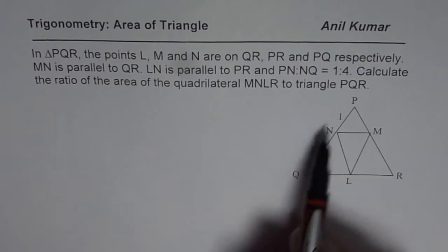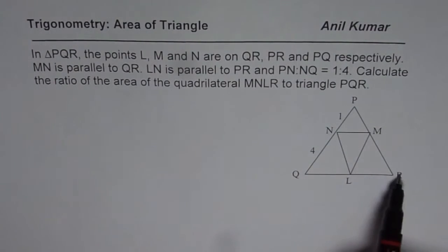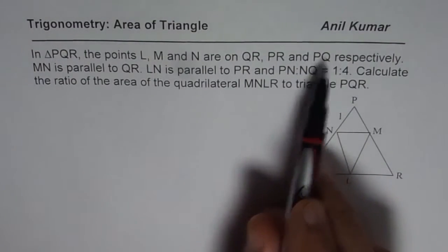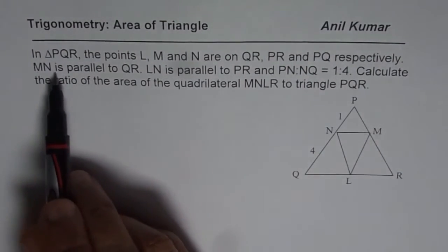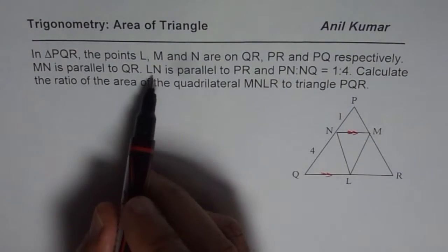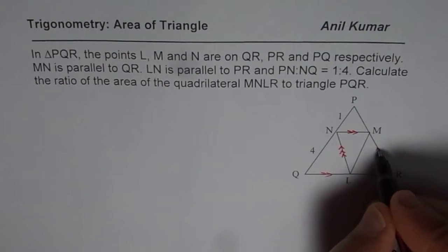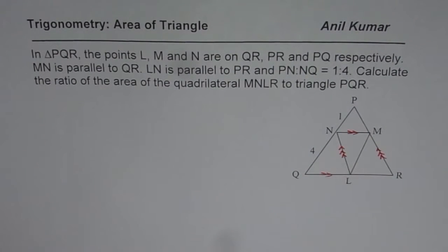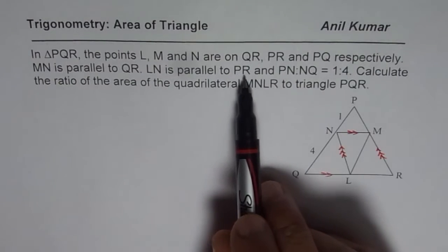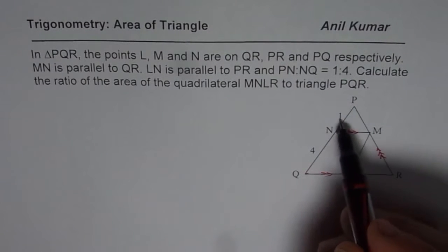In triangle PQR, that means the big triangle, L, M, and N are on QR, PR and PQ. So on QR we have L, on PR we have M, and on PQ we have N. MN is parallel to QR, so that side is parallel to QR, and LN is parallel to PR. So let me draw 3 dots here. So these two sides are also parallel. The ratio of PN to NQ is 1:4.